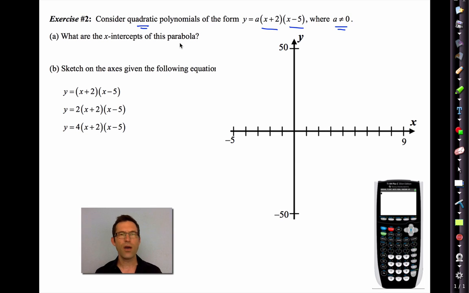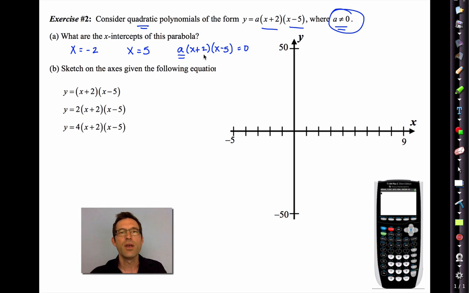Right. They are -2 and +5. They have nothing to do with the a, right? Because if I used the zero product law and I set this equal to 0, well, a can't be equal to 0. It's right here. So if this thing's equal to 0, we get x equals -2, and if this is equal to 0, we get x equals 5.